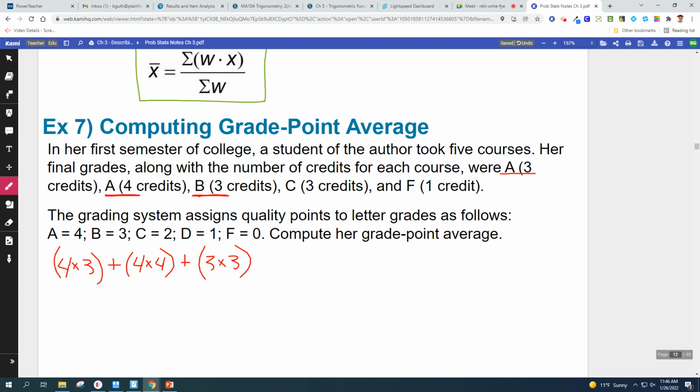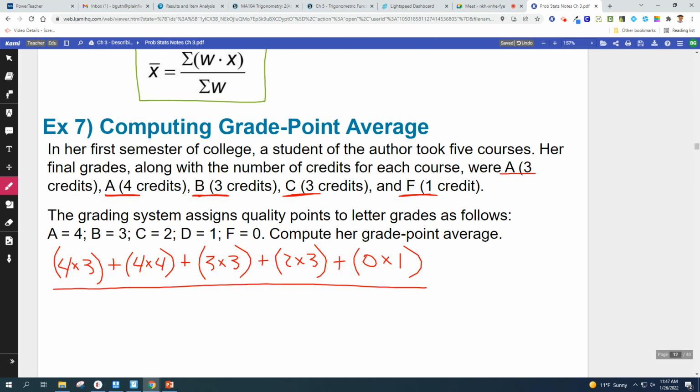We've got a C with 3 credits. So a C is 2 points, so we've got 2 times 3, or 3 times 2. It doesn't really matter. 3 credits worth 2 points each. And then we've got 1 credit of F. So F is 0 and times the 1 credit right there. That's going to be your numerator, the sum of the products.